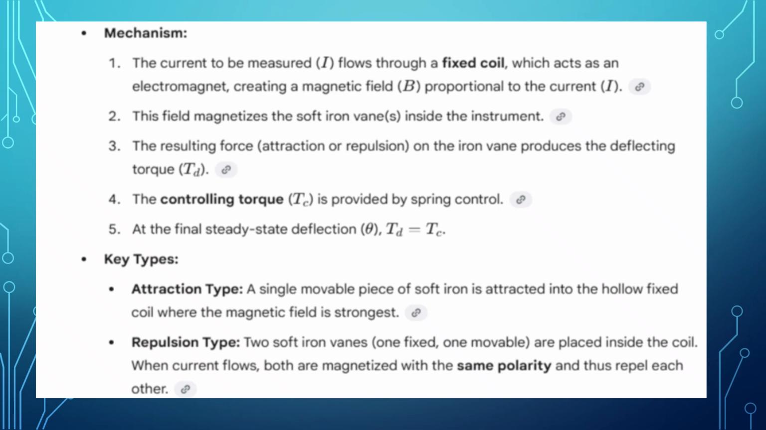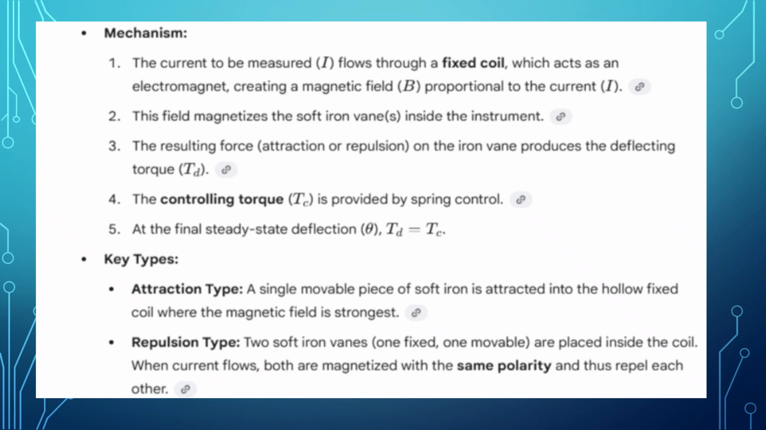The current to be measured flows through a fixed coil which acts as an electromagnet, creating a magnetic field proportional to the current. This field magnetizes the soft iron vane inside the instrument. The resulting force, attraction or repulsion on the iron vane, produces the deflecting torque, that is TD. The controlling torque TC is provided by spring control. At the steady state deflection theta, TD is equal to TC. TD is the deflecting torque and TC is the controlling torque.